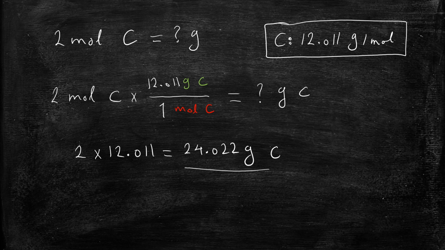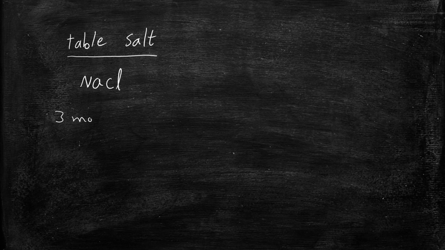Let's see another example. This time, instead of just having a pure element like carbon, let's talk about compounds. For example, table salt, something that you can find at home. It's made up of 2 elements, sodium and chlorine. They combine together and we call it sodium chloride. Now, suppose you are asked 3 moles of sodium chloride is equivalent to how many grams? How much does it weigh? How do you find it?